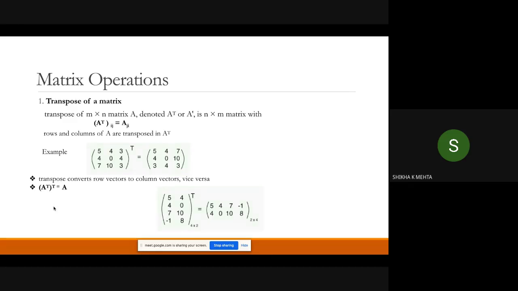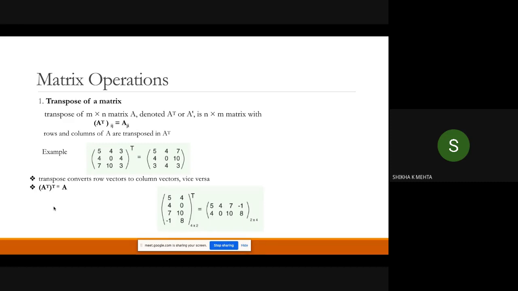Similarly, 4, 0, 10 becomes the second row in the new matrix, and 3, 4, 3 becomes the new row in the second matrix. So the transpose of the first matrix is equal to this new matrix that we have seen. Transpose converts the row vectors to column vectors and the column vectors to row vectors. If we take the transpose of a matrix and again take the transpose of that, it becomes the original matrix.